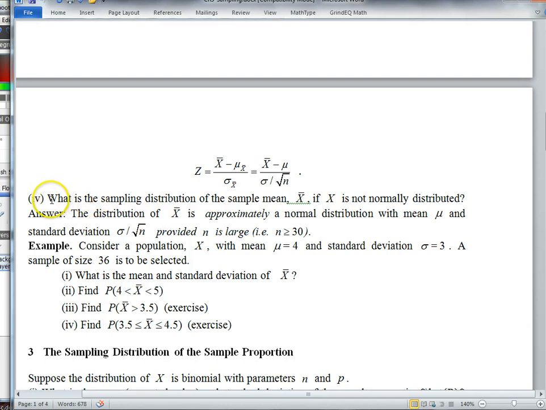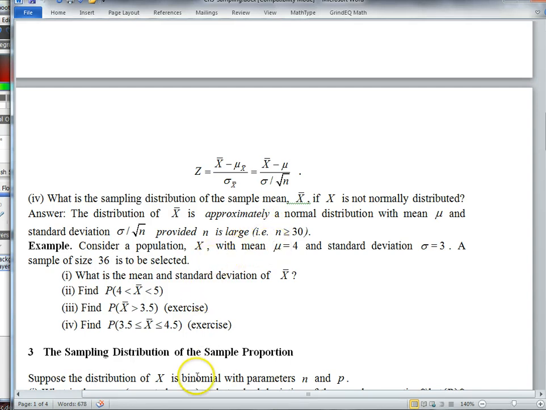So now the question is, what is the sampling distribution of the sample mean x bar if x is not normally distributed? If x is bell-shaped, is uniform, say, or exponential? The answer is x bar is still going to be approximately a normal distribution with mean mu and standard deviation sigma over square root of n, provided n is large. Large means here 30 or more. So that's how fast x bar converges to normality.